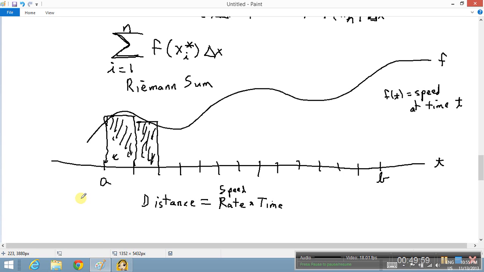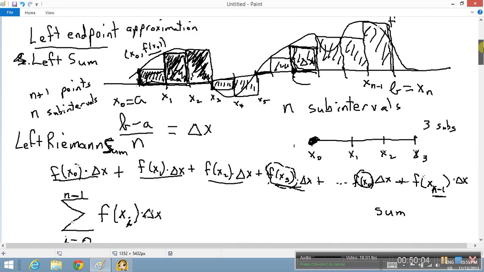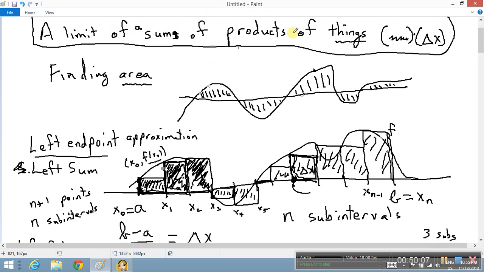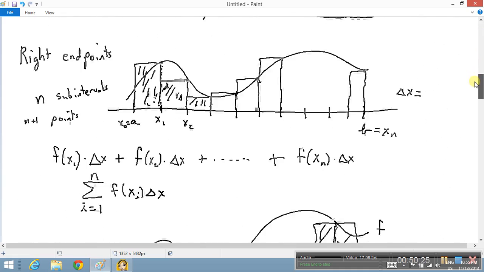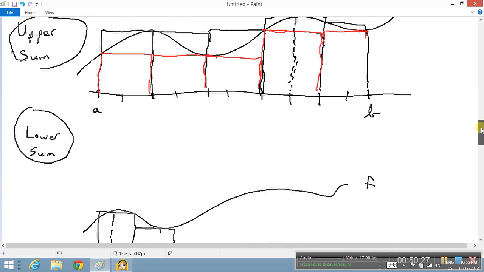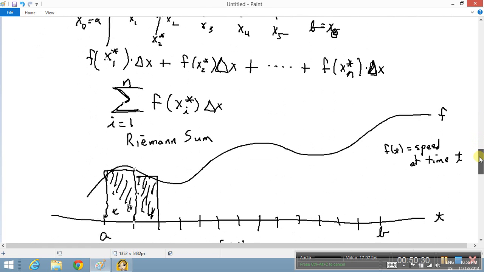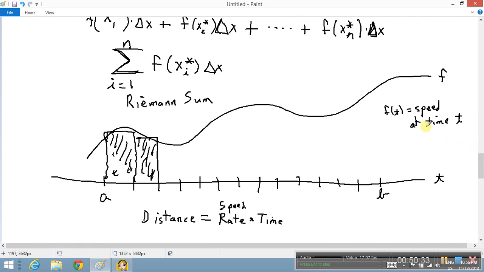The integral is a limit of sums of products of things that look like this. They're y values of some kind multiplied by a delta x. Add them up and take them to the limit. And sometimes they're areas, sometimes they're distances, sometimes they're other things entirely, like work, for example. How much work is involved in pumping out a tank full of fluid. All of that kind of stuff is interpreted as an integral.